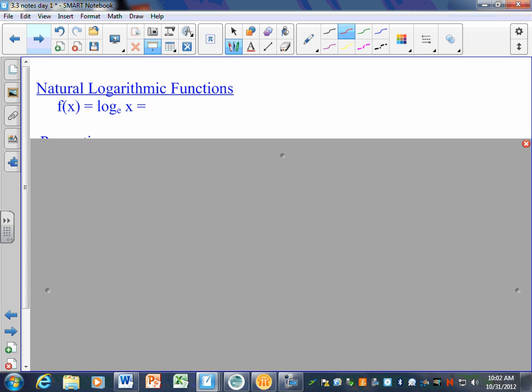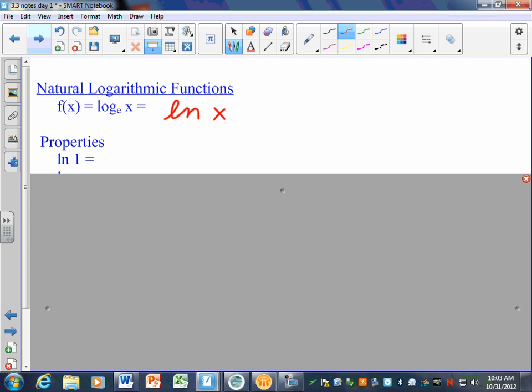But if you have the number e as your base, we don't write that as log base e, right? Because it's always the same base. That's the same as saying the natural log of x, and we use ln. We like ln because we have a button on our calculator, and it's always the base e, so we can simplify some things. So I'm going to show you these properties.